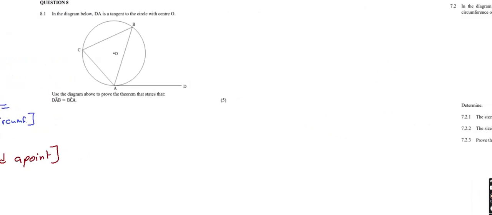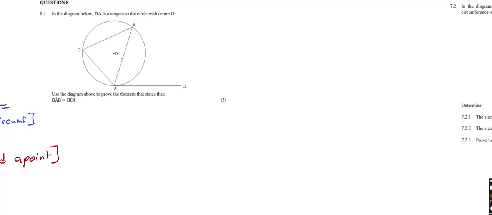Okay, we've got another proof here. Question 8, they say in the diagram below, DA is a tangent to the circle. They want us to prove the tan chord theorem in this case. Use the diagram below to prove the theorem that states that DAB, which is this angle, is equal to BCA, which is that angle. So that is tan chord theorem.